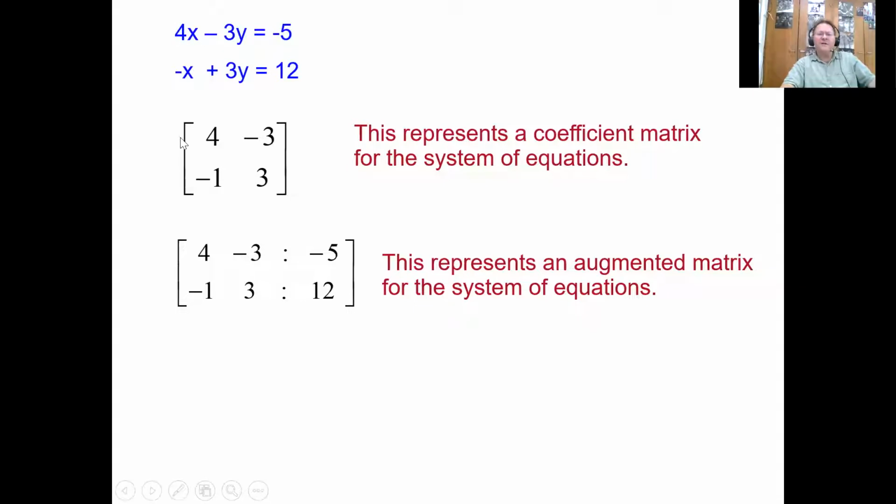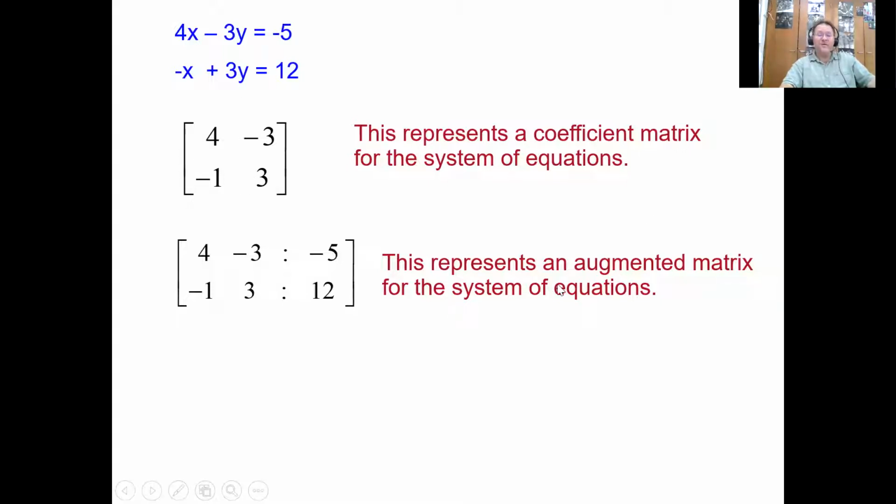So here we go. We're looking here. This is going to be a 2 by 2 matrix. Here's our system right above, right? It consists of two equations, two unknowns here. And so this one right here is called a coefficients matrix. And the coefficients matrix, you can see, is made up of just the coefficients. So 4, negative 1, negative 3, 3.